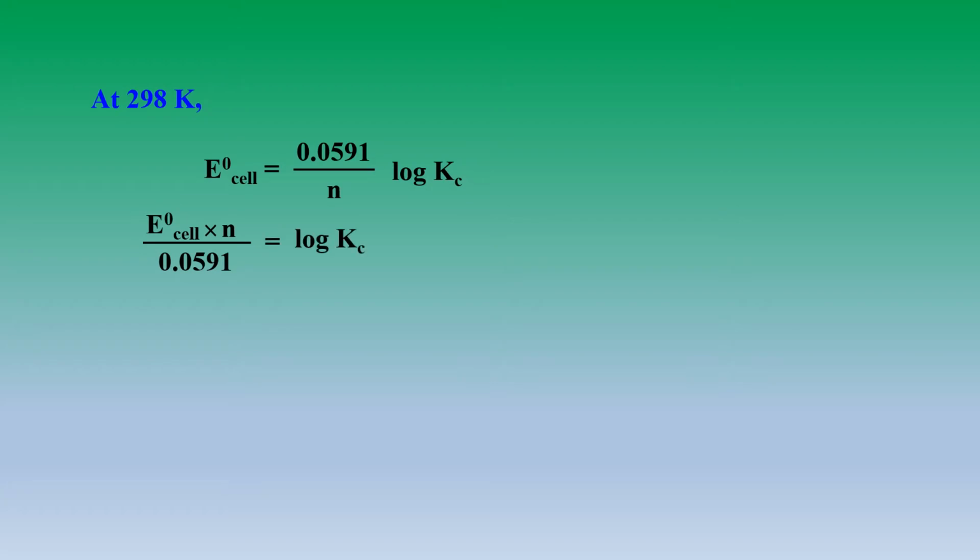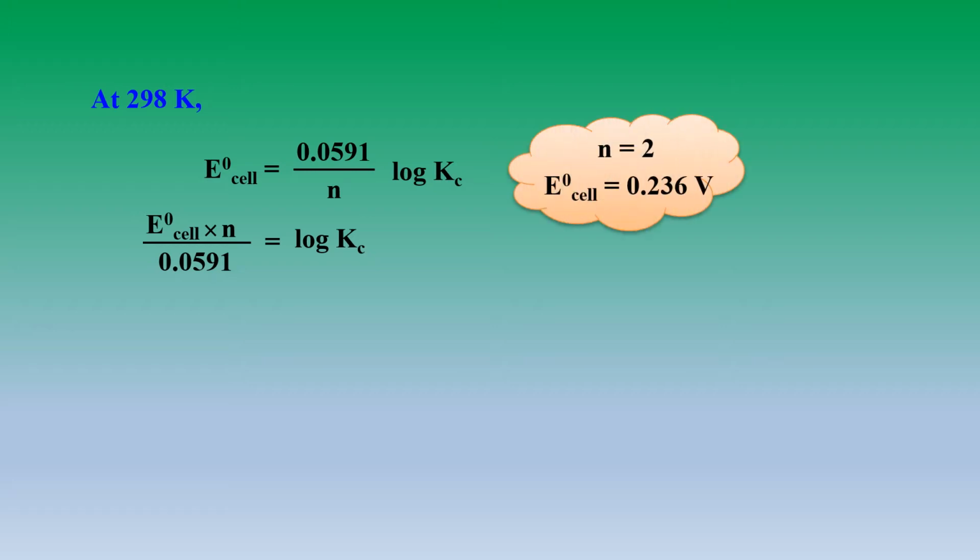To find the equilibrium constant value Kc, we should use, at 298 Kelvin, E° of cell is equal to 0.0591 divided by n times log Kc. So E° of cell into n divided by 0.0591 is equal to log Kc, because we are interested in the Kc value, so that's why we are taking this equation. We know that n is equal to 2 and E° of cell is given as 0.236 volt. Let's substitute these values. 0.236 into 2, divided by 0.0591, is equal to log Kc.